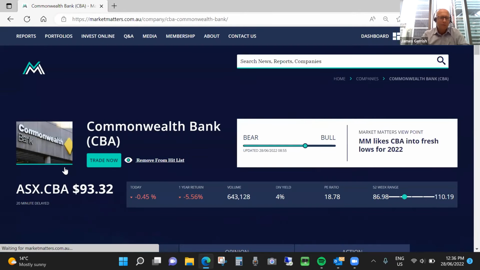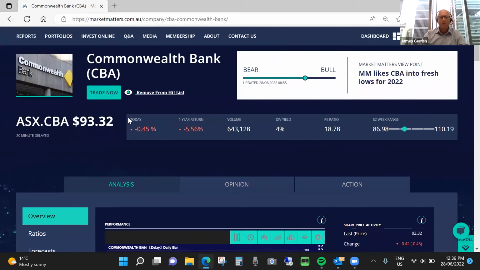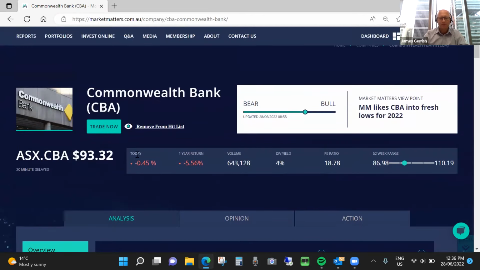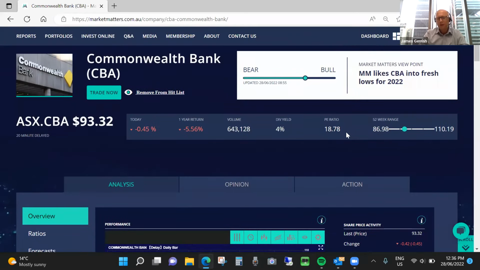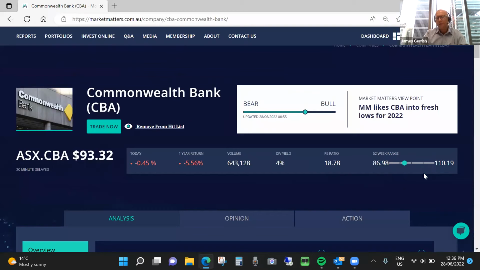And now you're going to have a better understanding of the depth of coverage that we've now put in there. So this is what we call the stock page. This is CBA. It gives you some understanding of the top level metrics of CBA. So what it's done today, this is 20 minutes delayed, remember. Its 12 month return, the volume, the dividend yield, its PE ratio, its 52 week range. So all of these are quite important inputs. And this is all sourced from a data feed.